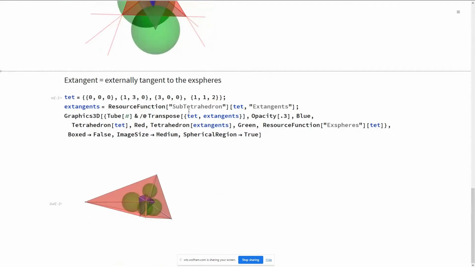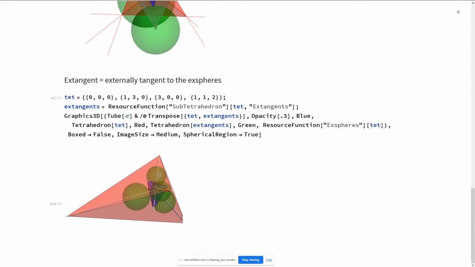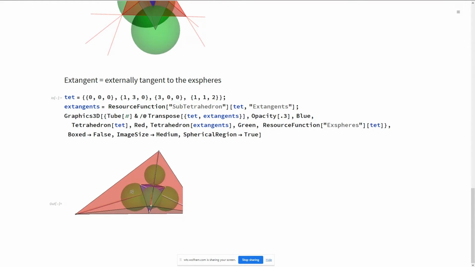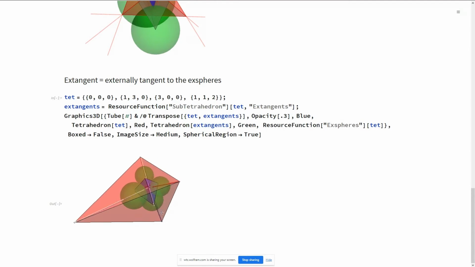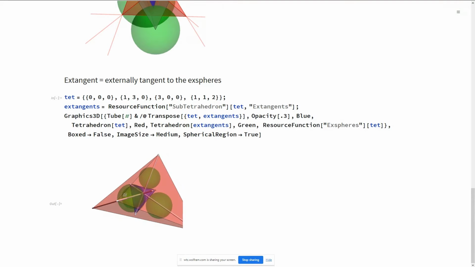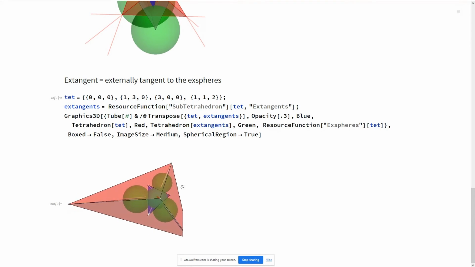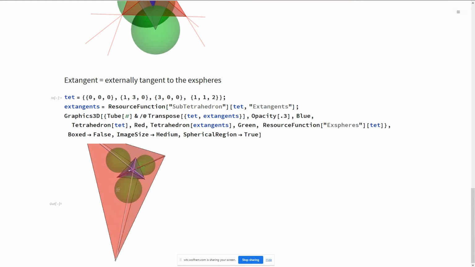There's also the X tangents tetrahedron shown here. And make this a bit bigger here. The X tangents tetrahedron is tangent to the X spheres. Each face of the tetrahedron is tangent to 3 of the X spheres.